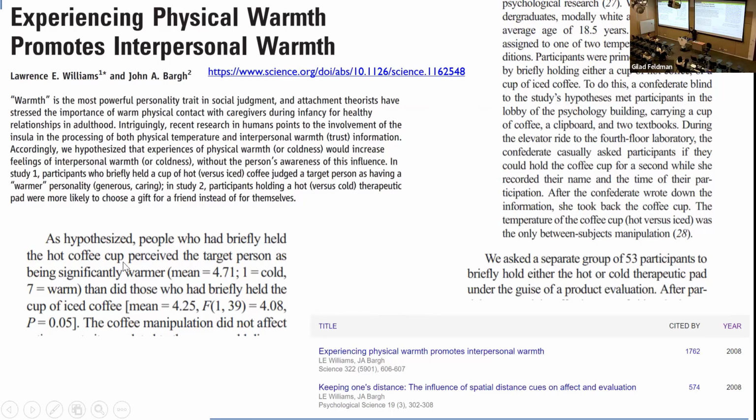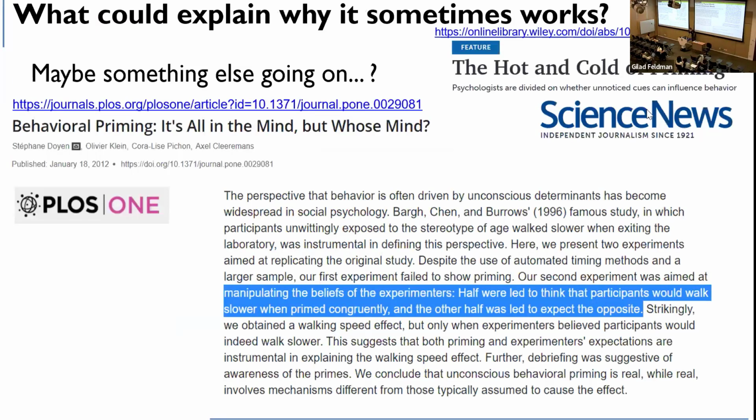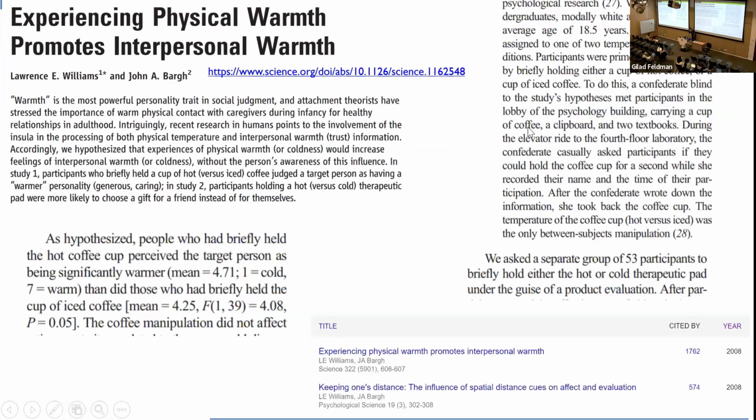However, when we look at actually the statistics, we see over here that as hypothesized, people who had briefly held the hot coffee cup perceived the target as being significantly warmer with a mean of 4.71 compared to the ice, 4.25, and then you have the F for ANOVA. F statistics, what is the p-value? Exactly, 0.05. How many participants are here? So we have the degrees of freedom here. But then also we have this up here. We recruited 41 undergraduates. And over here, how many were there in the other one? 53 participants. So 2 studies, 41, 53.